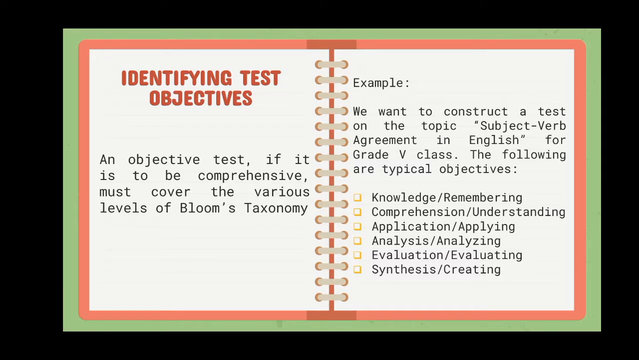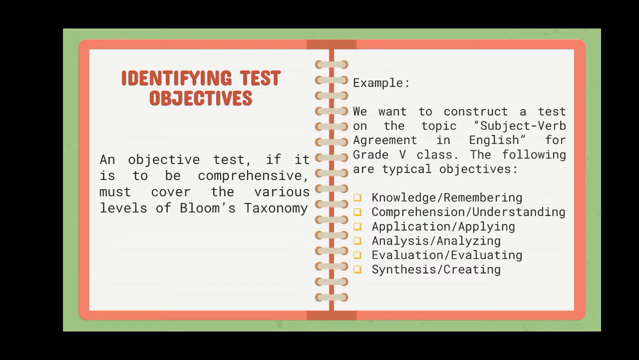An objective test, if it is to be comprehensive, must cover the various levels of Bloom's taxonomy. Each objective consists of a statement of what is to be achieved, preferably by the students. Like for example, we want to construct a test on the topic subject-verb agreement in English for a grade 5 class. The following are typical objectives.